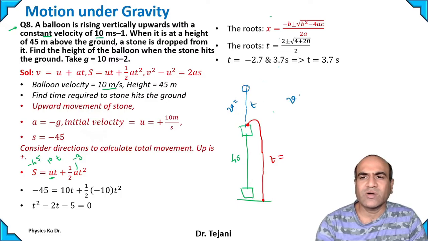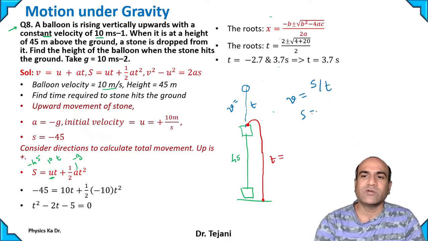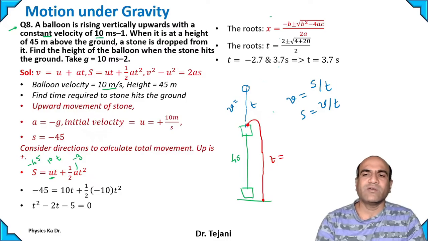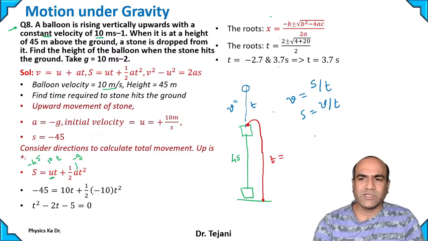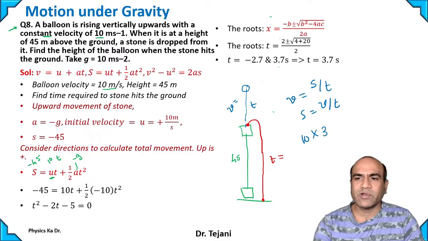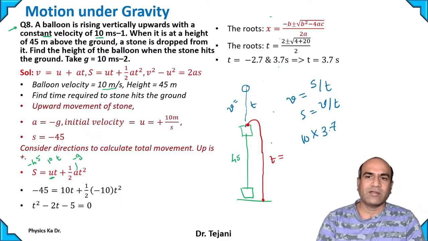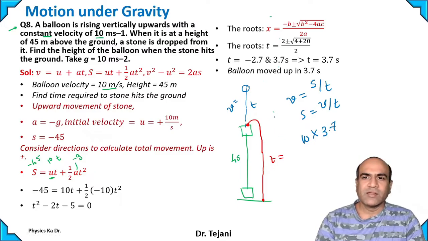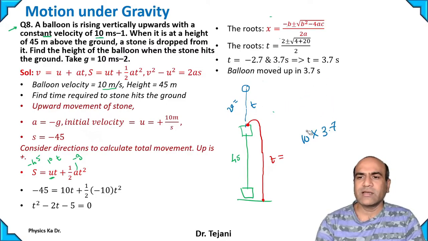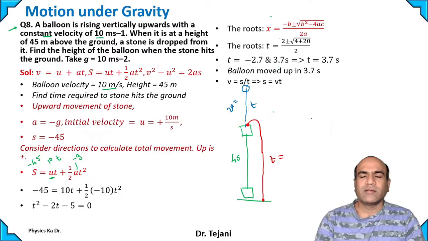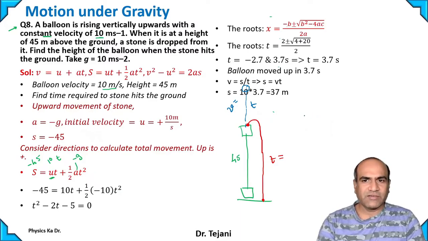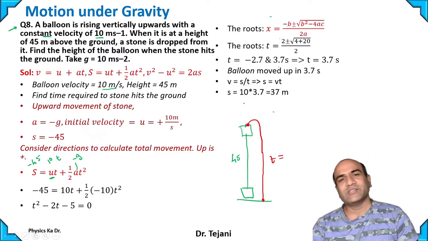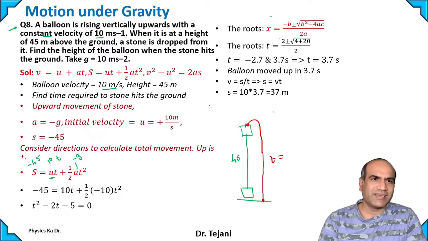So we know that constant velocity is equal to distance divided by time. s is equal to v times t, and we have the solution for that. Velocity is 10, t is 3.7. Answer is 37. Great. So balloon moved up for 3.7 seconds. We know that constant velocity equation is like that, and 37 meter is the answer. Like that you can solve this example. It's a great question.